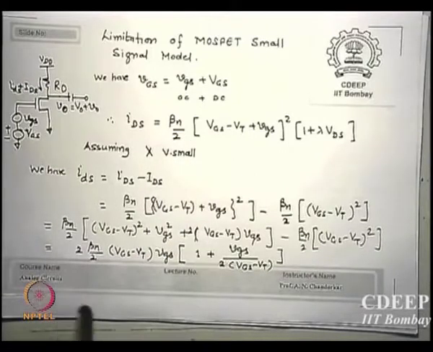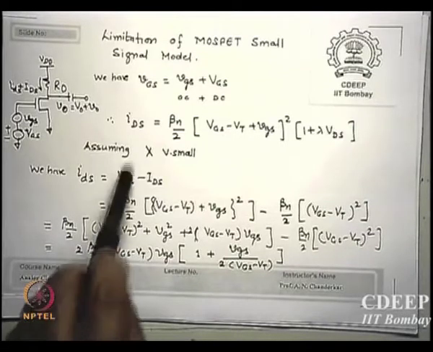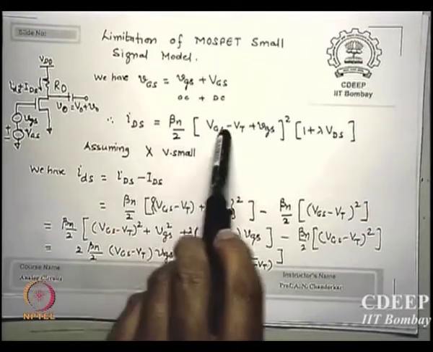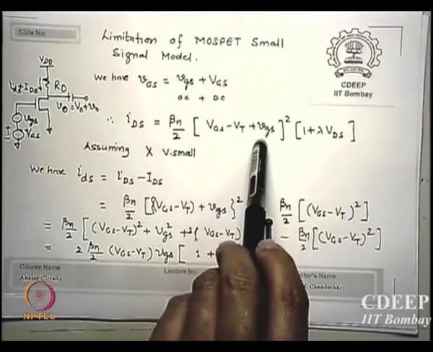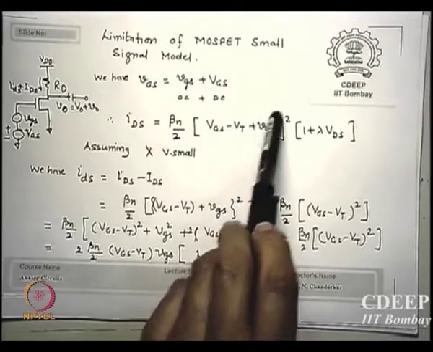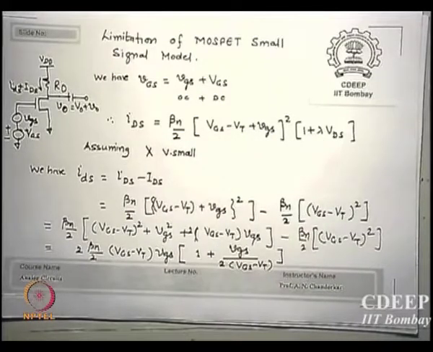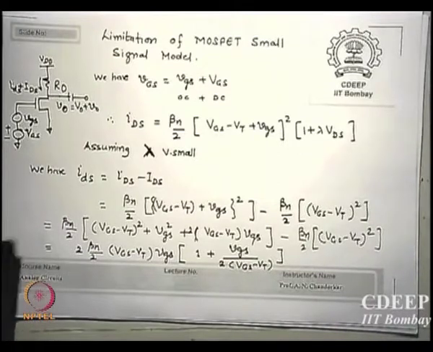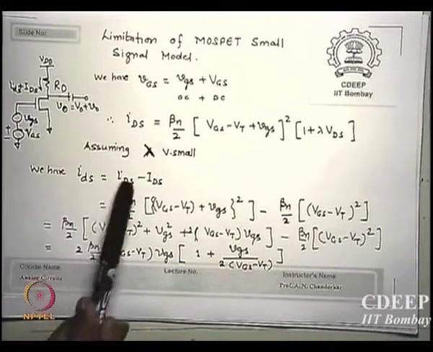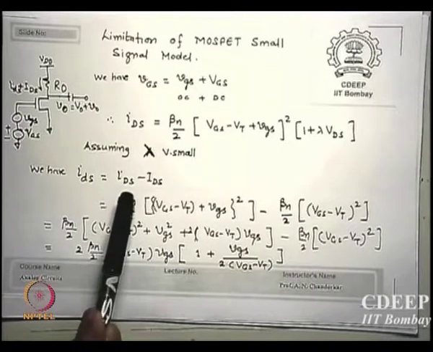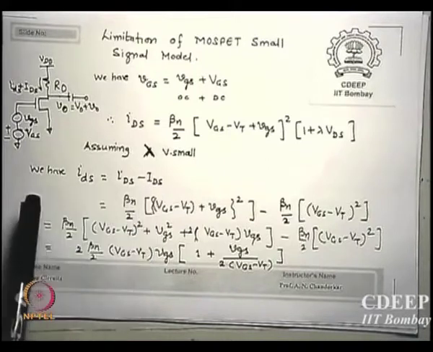N-channel devices will be used till said otherwise. Beta n by 2 (VGS minus VT plus vgs) whole squared, times (1 plus lambda VGS). As usual, lambda is small, so the second order term is neglected. So what is the small AC current ids? It will be the net current minus the DC current, capital IDS minus capital IDS.